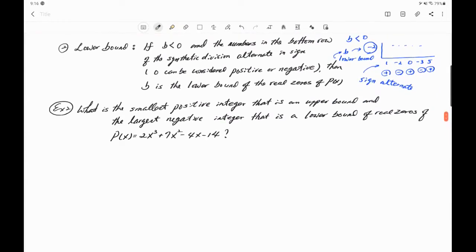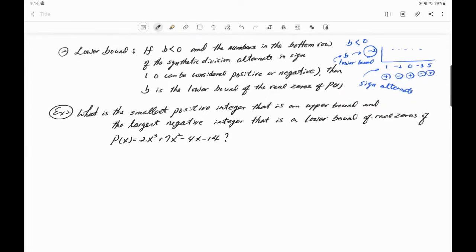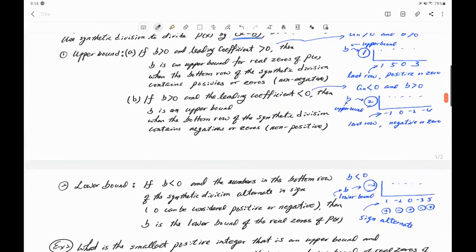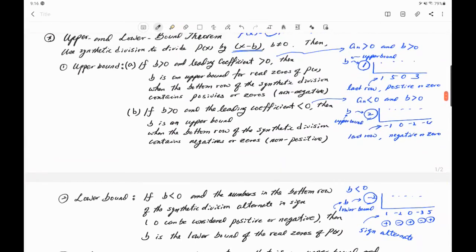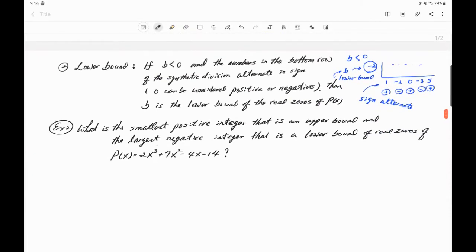Okay, what is the smallest positive integer that is an upper bound? So we want to find the upper bound that is the smallest positive integer. So we will start from positive number 1, 2, 3, and so on until we have all positive values in the last line of the synthetic division. To find the largest negative integer, we will use negative integers to divide the polynomial so that the last row contains alternating signs. Then that will be the lower bound, right?